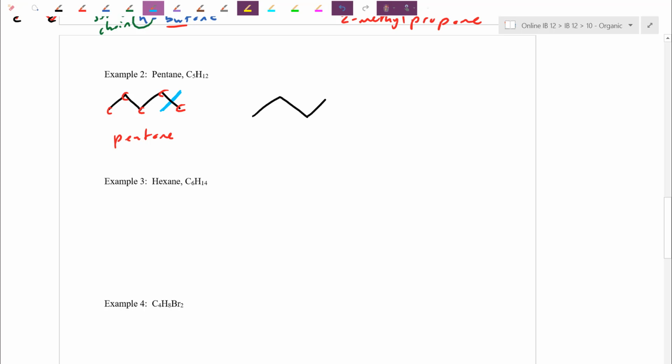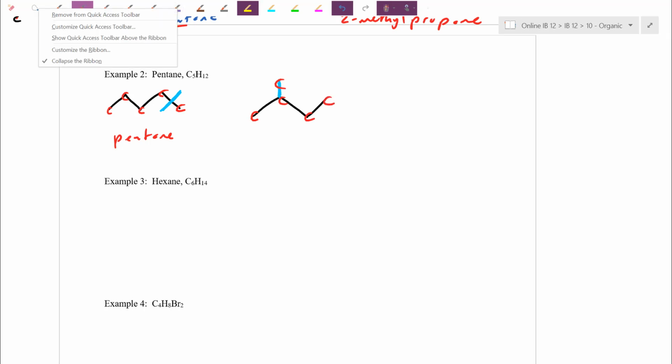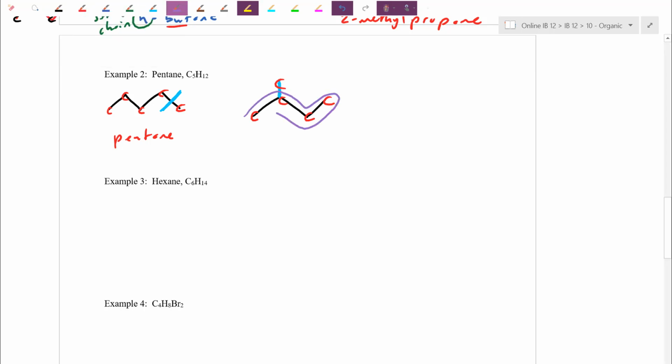I could reattach it at position number 2. Again, as we're learning this, I'm just going to show you where the carbons are. Usually I don't show what's in the red here. Now all we have is 4 carbons strung together. We're no longer a pentane. We're now going to be a butane. So something is different about the structure.